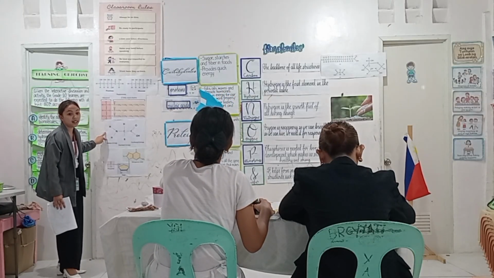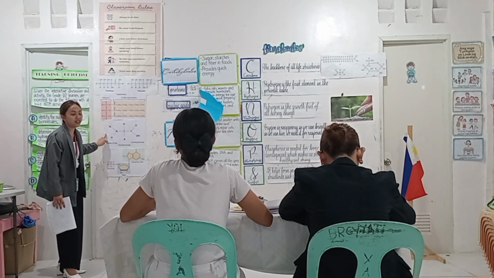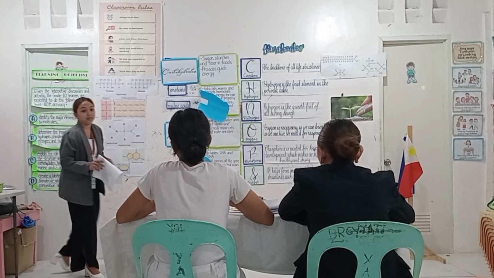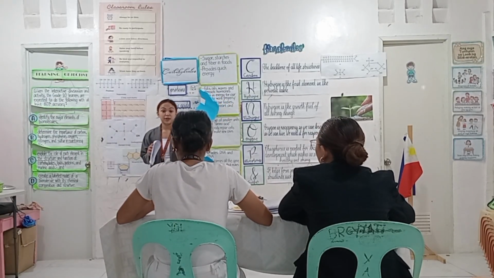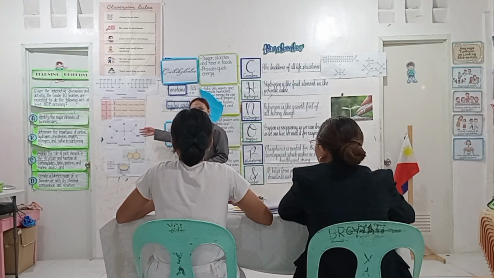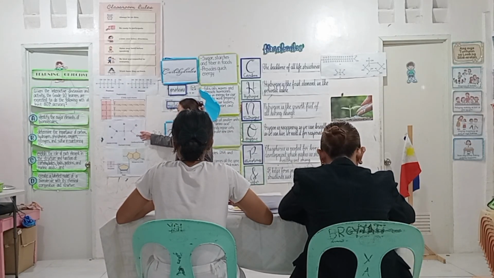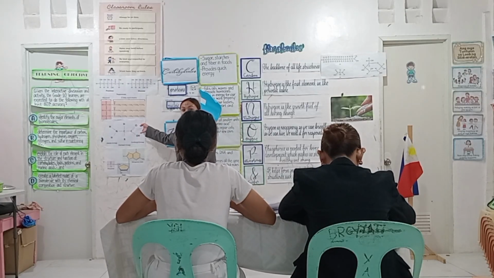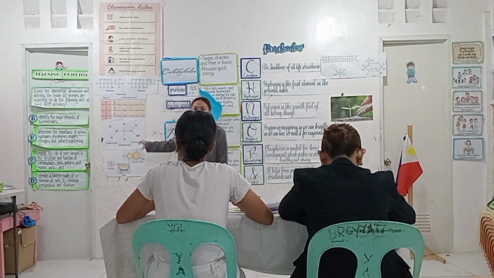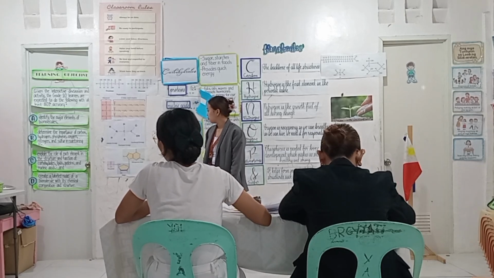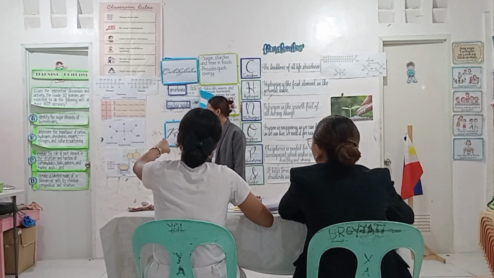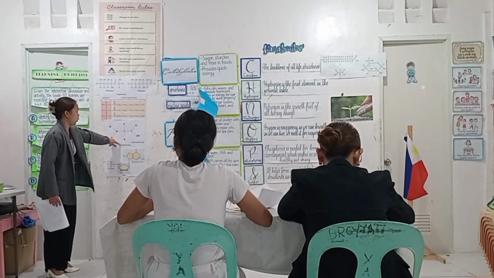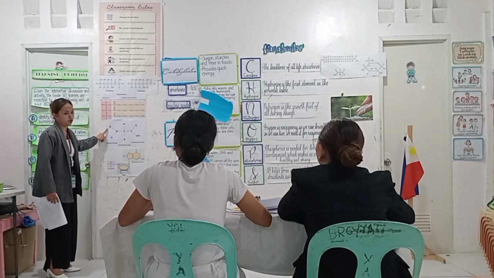And this is the amino acid. Yes, this is the amino acid. So we know that the amino acid is the building blocks of proteins. So what do you think are the elements present in the amino acid? Hydrogen, carbon, oxygen, and there's also nitrogen. Great job, what a great observation. Yes, it is composed of carbon, nitrogen, and hydrogen.